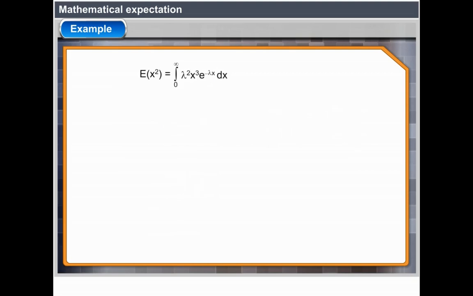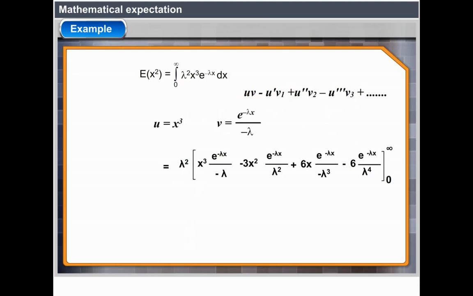Then expectation of x square equal to integral minus infinity to infinity lambda square into x cube into e power minus lambda x into dx equal to, we're just keeping the lambda square outside and then applying the Bernoulli formula. The Bernoulli formula is uv minus u dash v1 plus u double dash v2 minus u triple dash v3 plus etc. Here u is x cube and then v is e power minus lambda x by minus lambda, equal to lambda square into, inside the bracket, x cube into e power minus lambda x by minus lambda minus 3x square into e power minus lambda x by lambda square plus 6x into e power minus lambda x by minus lambda cube minus 6 into e power minus lambda x by lambda power 4, limit 0 to infinity, equal to lambda square into 6 by lambda power 4. After simplifying and cancelling, we get 6 by lambda square.